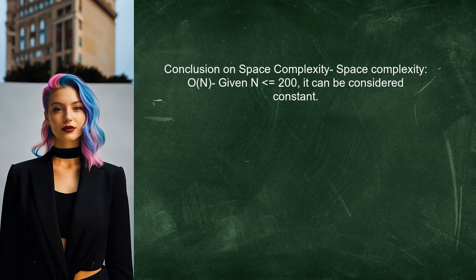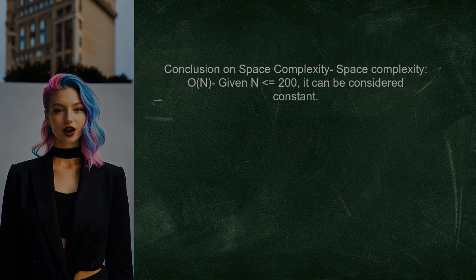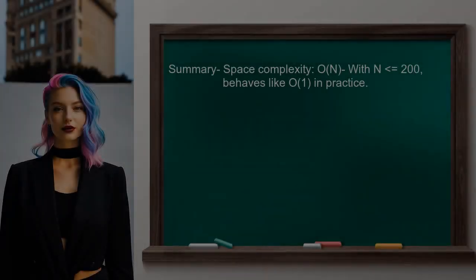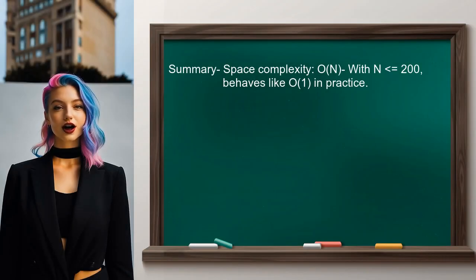However, because n is bounded by 200, we can also say that the space complexity is effectively constant in this specific case. In summary, the space complexity of the user's array is O(n), but due to the constraint of n being less than or equal to 200, it behaves like O(1) in practical scenarios.